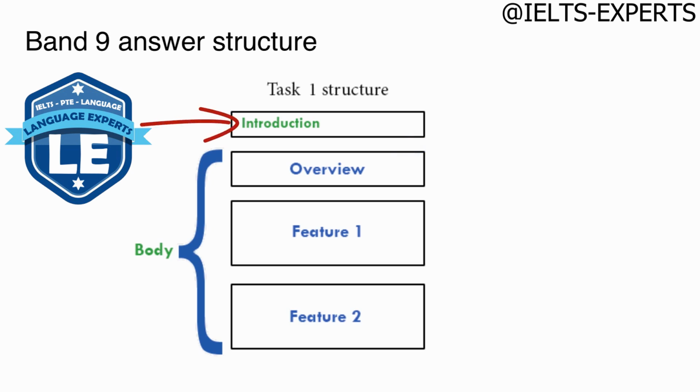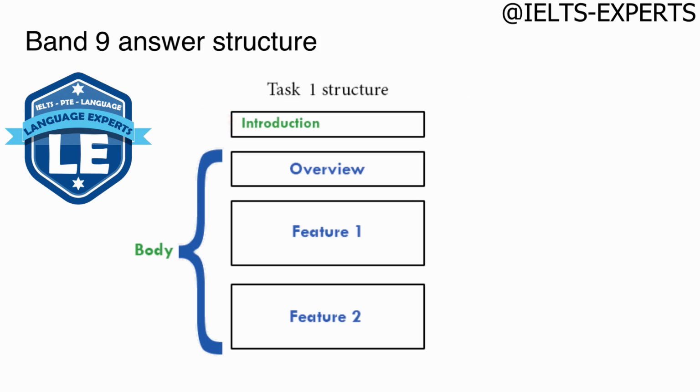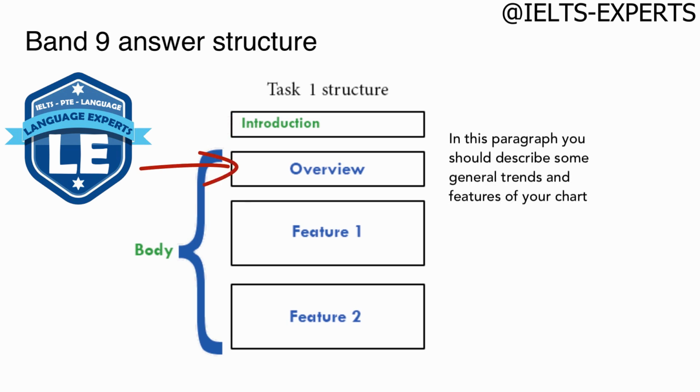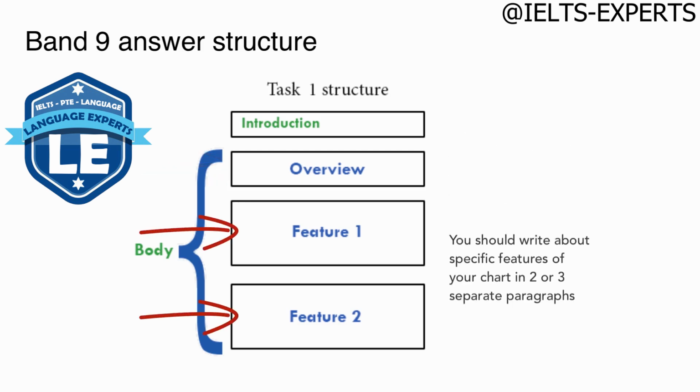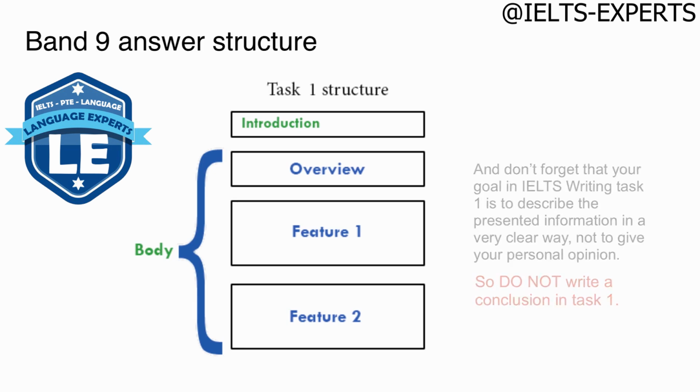Your first paragraph is an introduction. In this paragraph, you should introduce your chart to the readers in 1 or 2 sentences. Then, you should write an overview paragraph. In this paragraph, you should describe some general trends and features of your chart. Next, you should write about specific features of your chart in 2 or 3 separate paragraphs. And don't forget that your goal in IELTS Writing Task 1 is to describe the presented information in a very clear way, not to give your personal opinion. So don't write a conclusion in Task 1.